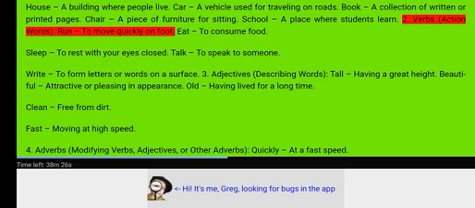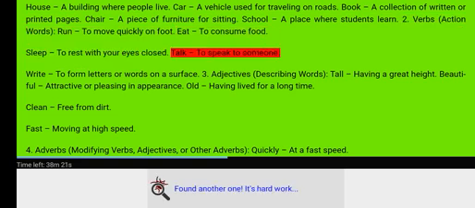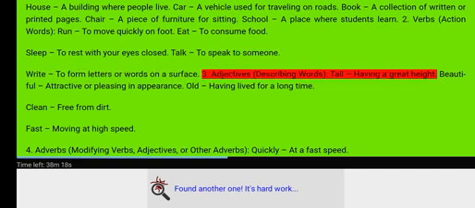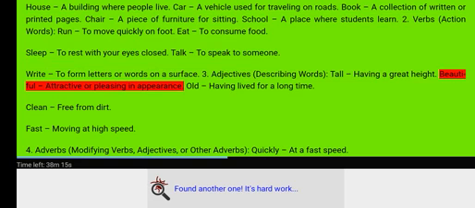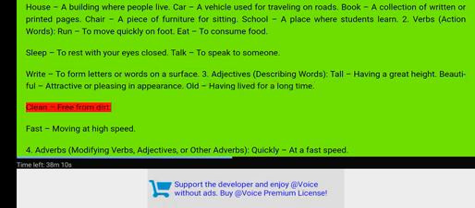2. Verbs, action words. Run, to move quickly on foot. Eat, to consume food. Sleep, to rest with your eyes closed. Talk, to speak to someone. Write, to form letters or words on a surface. 3. Adjectives, describing words. Tall, having a great height. Beautiful, attractive or pleasing in appearance. Old, having lived for a long time. Clean, free from dirt. Fast, moving at high speed.